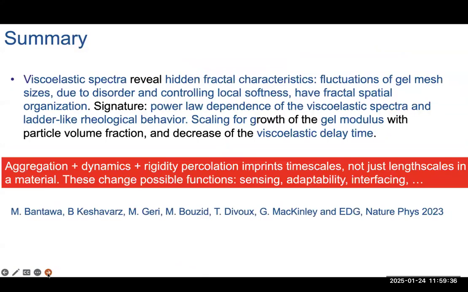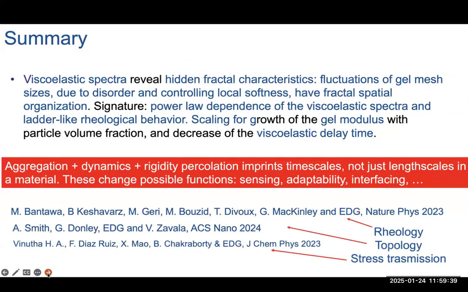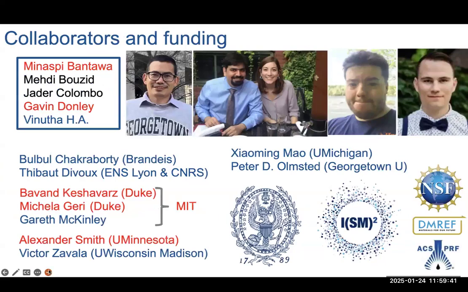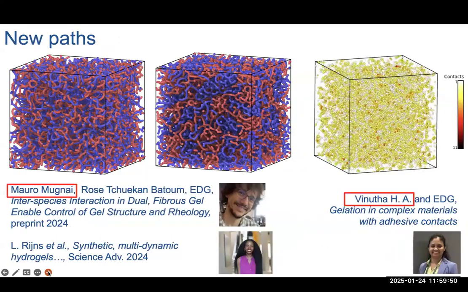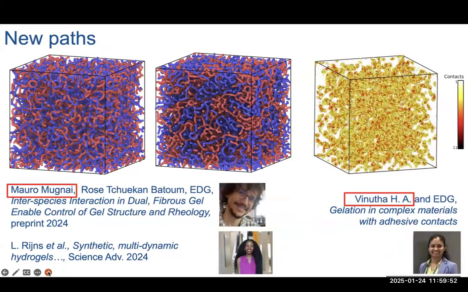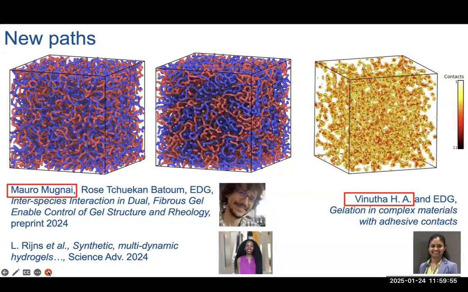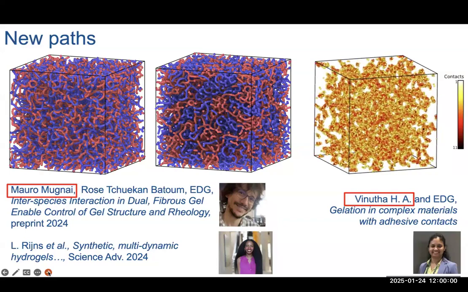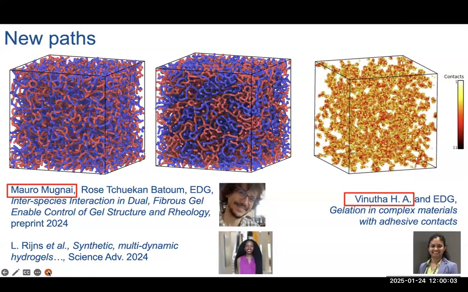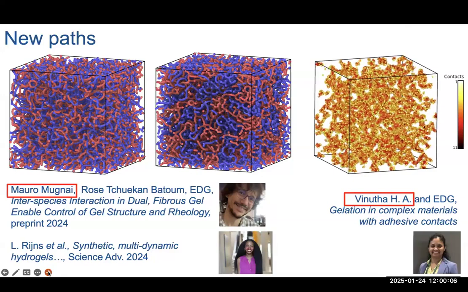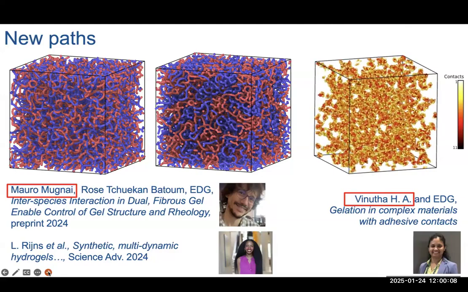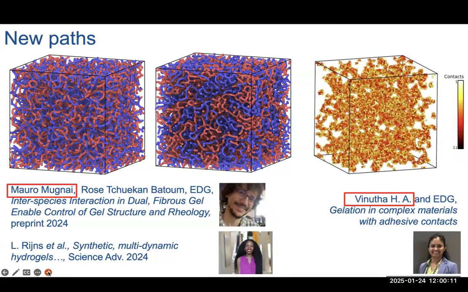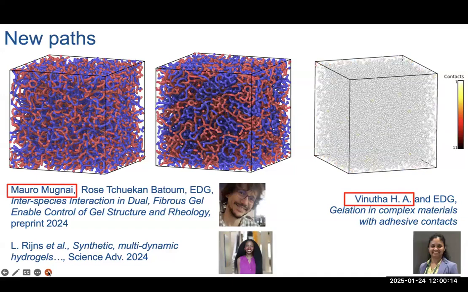I want just to conclude by thanking my collaborators on things that I've mentioned and that I've not mentioned. And in fact, just to advertise things that we're doing currently in my group, which have to do a lot with composite networks. This is especially thanks to Mauro Mugnai, a fantastic computational physicist we started recently to collaborate with, and gels with much more complex adhesive interactions that Vinuta has been pioneering in my group. Thank you a lot.